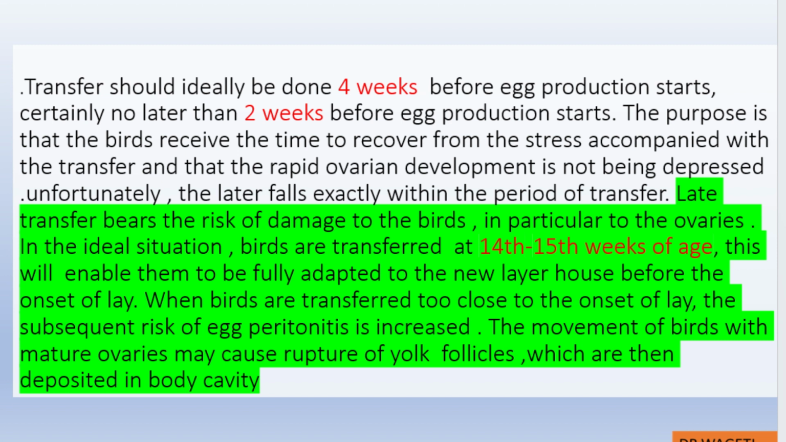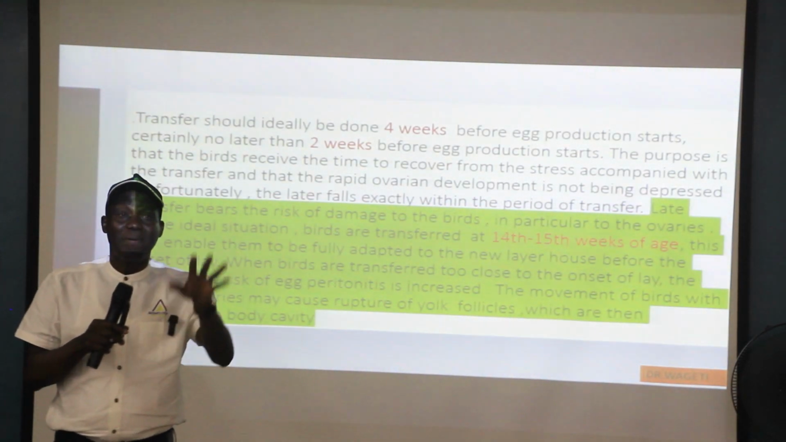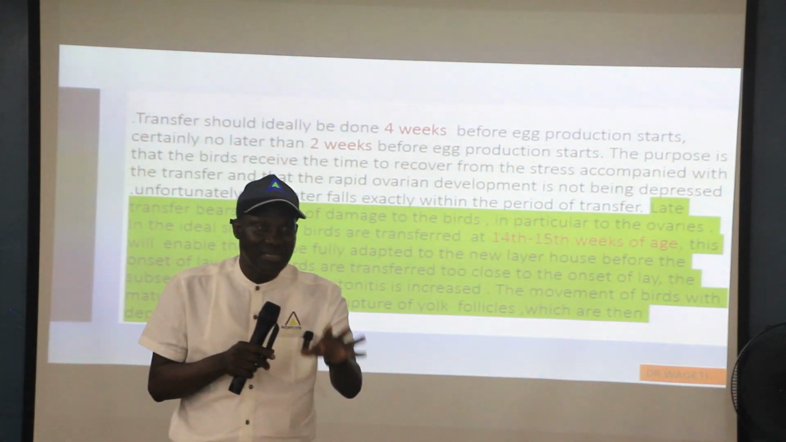In the ideal situation, birds are transferred at 14 or 15 weeks of age. And this will enable them to fully adapt to the new layer house before the onset of lay. When birds are transferred too close to the onset of lay, the subsequent risk of egg peritonitis is increased. Because the movement of the birds with mature ovary may cause rupture of young follicles, which are then deposited in the body cavity.